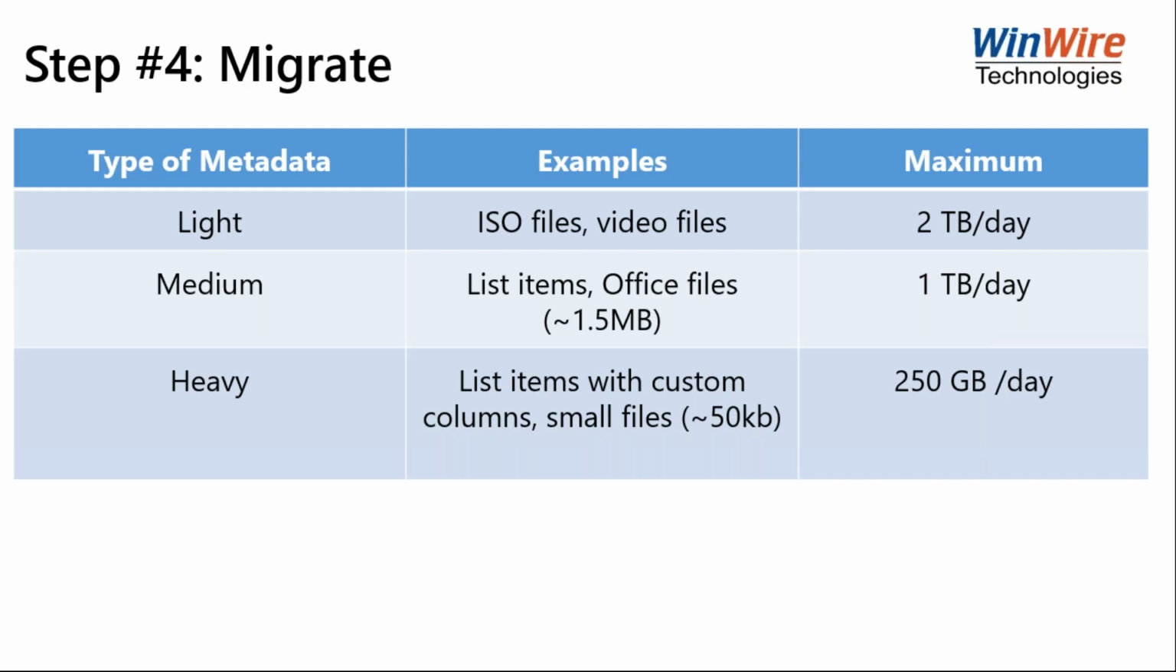If they are bigger files, bigger than 1.5 MB, the speed will be 1 terabyte per day. And if they are very heavy files and list content, it can go up to 250 GB per day, not more than that. So this is like 24/7. If you run something, you can move up to 250 GB of data if you're moving lists and libraries and small files.